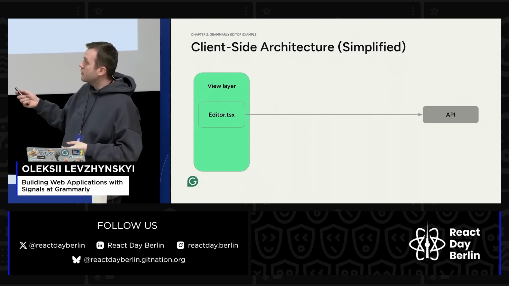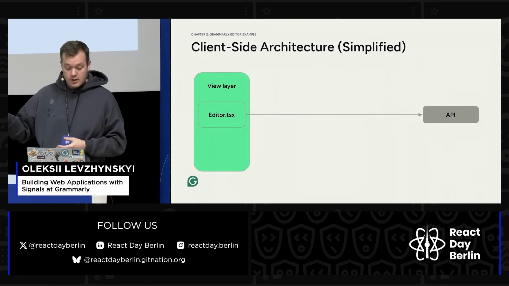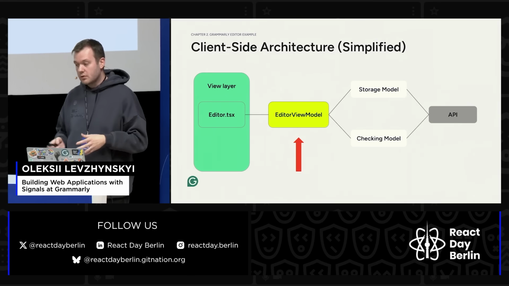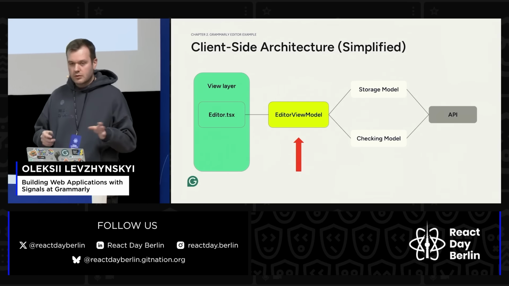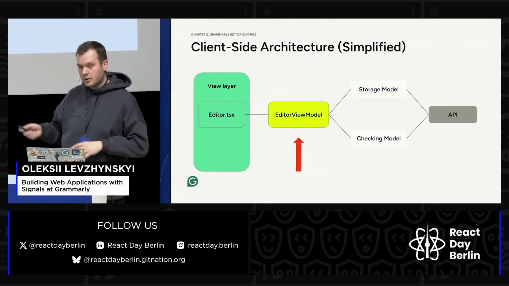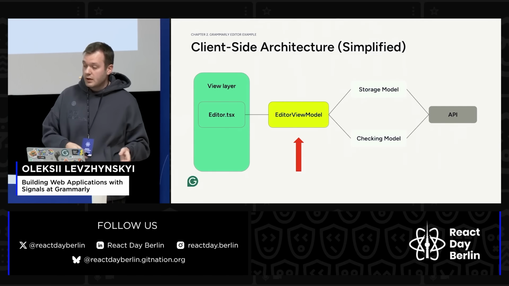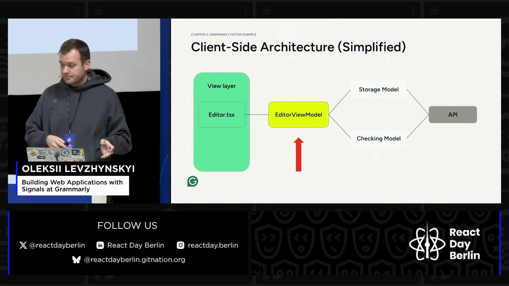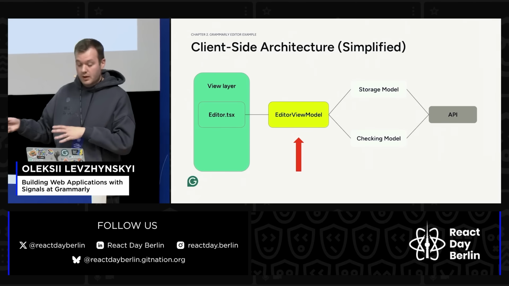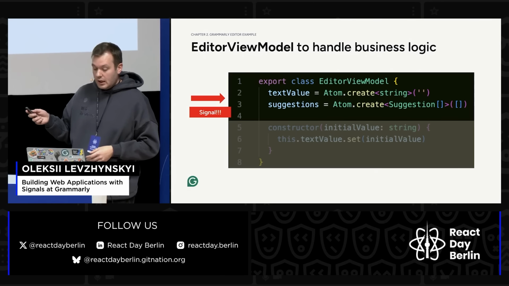That's why, for the sake of the demo, let's introduce an additional layer. We will call it a view model. It might be called in different ways, but all the logic will be here: the state for our visual component as well as the business logic that will pass data to, let's say, the API to the backend.